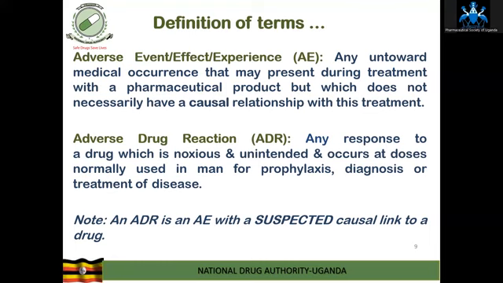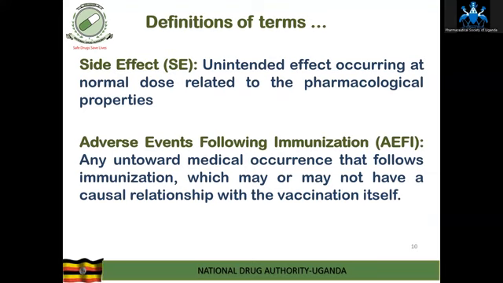So ideally, an adverse drug event is an adverse event, but that adverse event has a suspected causal link to the drug. Now, what I'm sure most of you would want to differentiate is between an adverse drug reaction and a side effect. A side effect is an unintended effect occurring at the normal dose related to the pharmacological properties of the drug. It's usually an extension of pharmacological properties. For example, when you take metformin and you have hypoglycemia, the intended effect of the drug is not to cause hypoglycemia, but that is an extension of its pharmacological action, so it is a side effect.